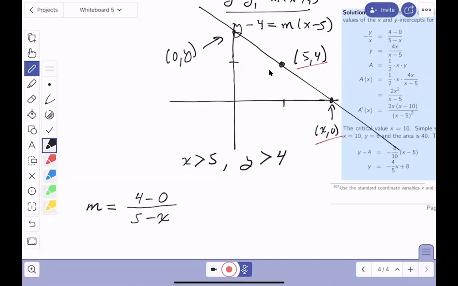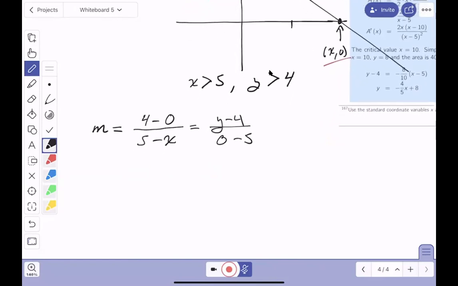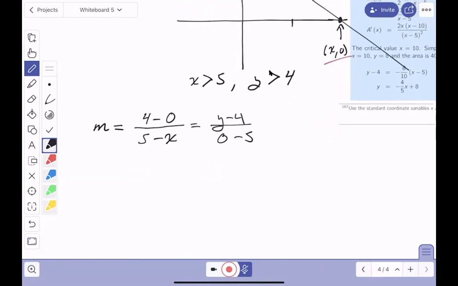All right. Now let's do the slope between these 2 points over here. Let's see what happens. I don't know what's going to happen. Let's see if we get an answer in this one. So what do you get? Y minus 4, would that be agreed? Y minus 4, and then 0 minus 5. All right. Neither one gives me M, but let me simplify a little more. So what do you get? You get 4 over 5 minus X equals Y minus 4 over minus 5.